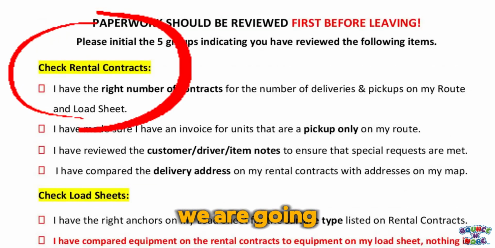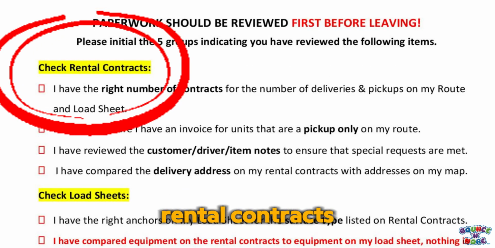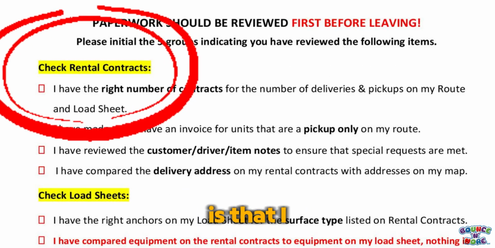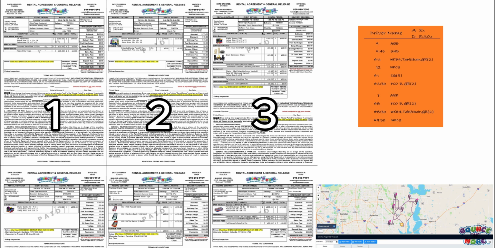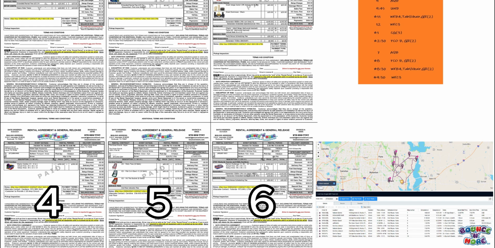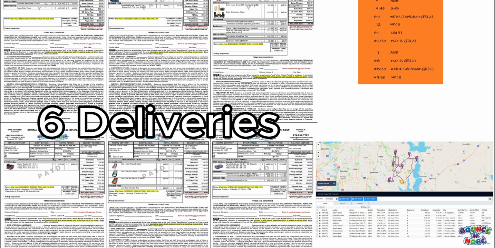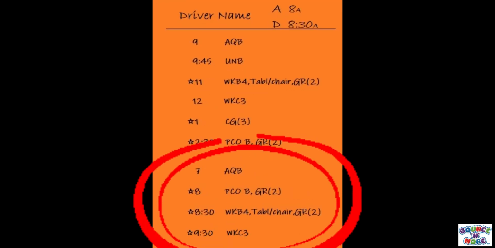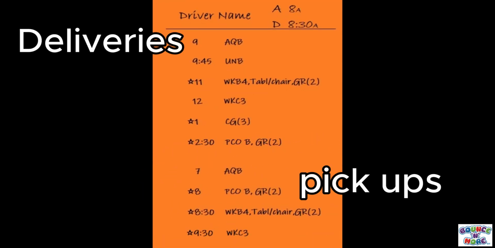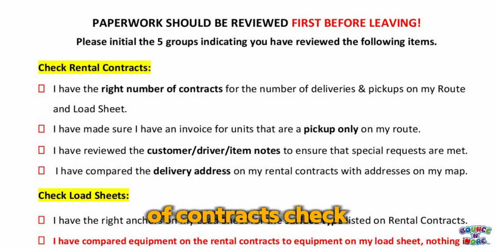This first section we are going over is checking rental contracts. The first thing to check for is that I have the right number of contracts for the number of deliveries and pickups on my route and load sheet. Alright, I have 1, 2, 3, 4, 5, and 6 contracts. Okay, so 6 deliveries, check. Only 5 pickups though. Alright, I'm going to make a mental note on which unit/customer I'm not picking up from today. Do I have the right number of contracts?